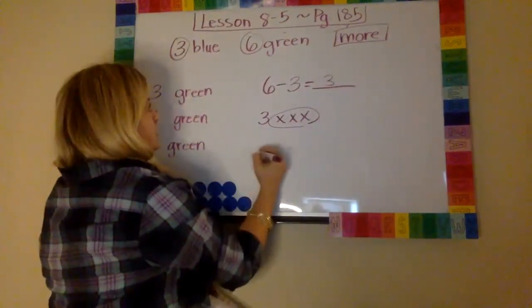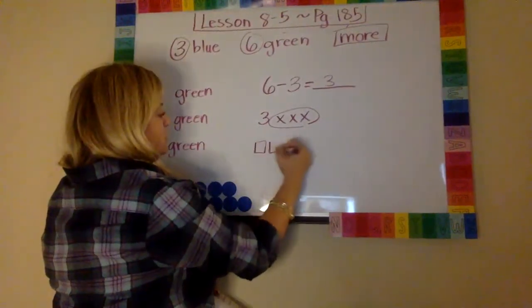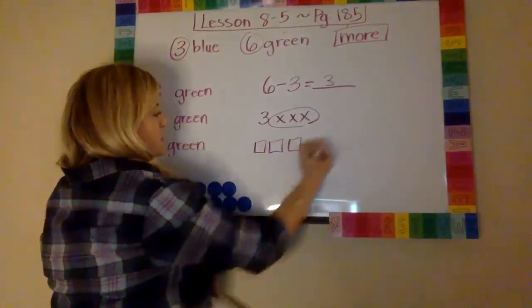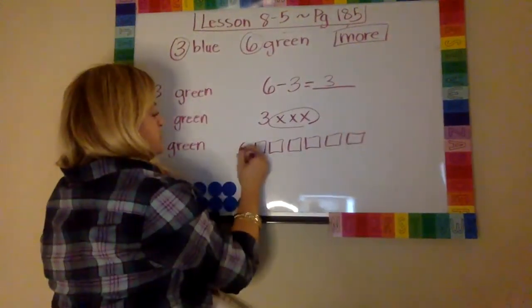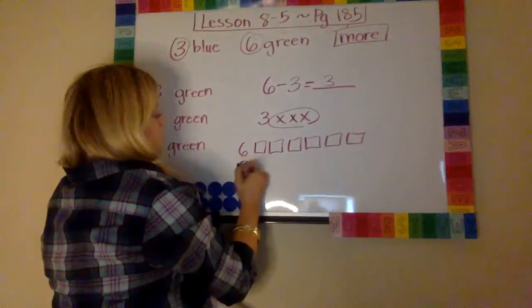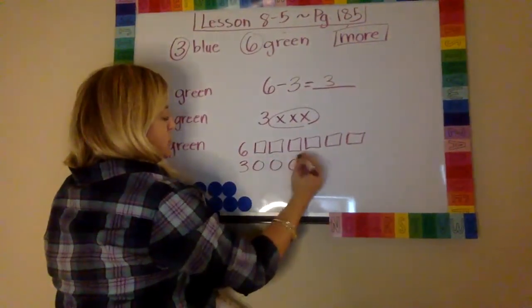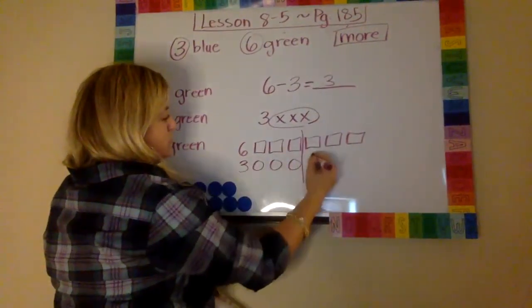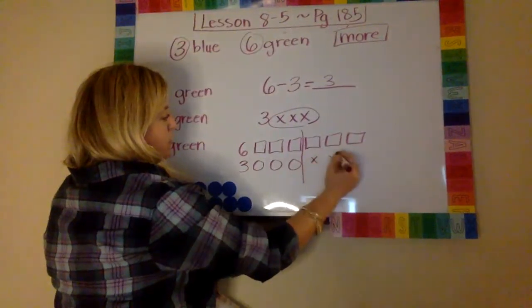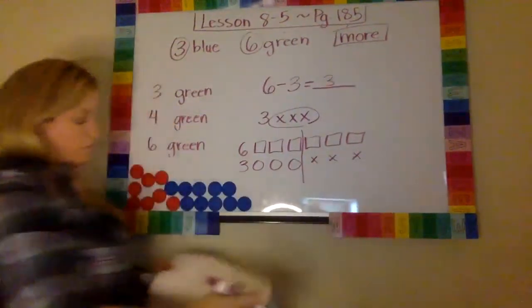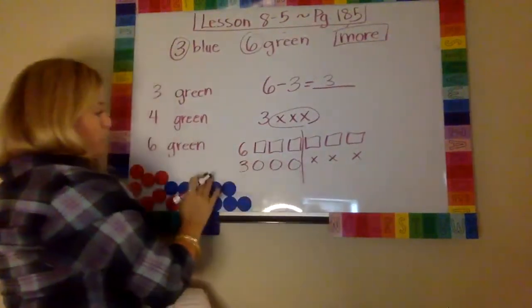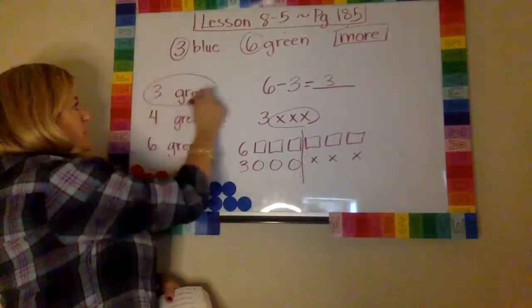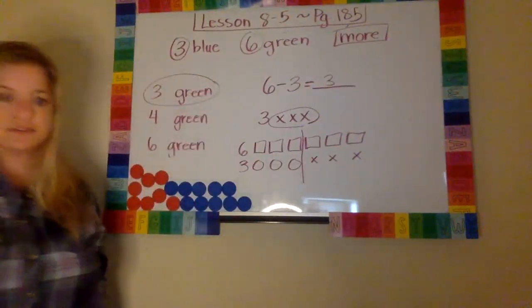You could also do it like this. You could say 1, 2, 3, 4, 5, 6. These are your 6 green beads. This is your 3 blue beads. 1, 2, 3. Draw a line down. 1, 2, 3. So now I can tell with both ways the correct answer is 3 green beads.